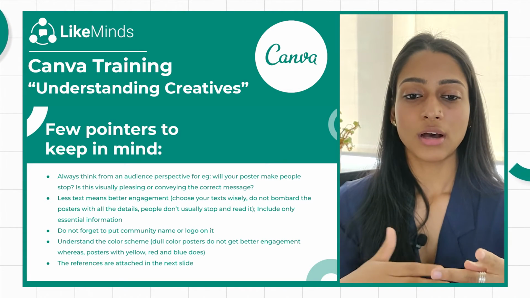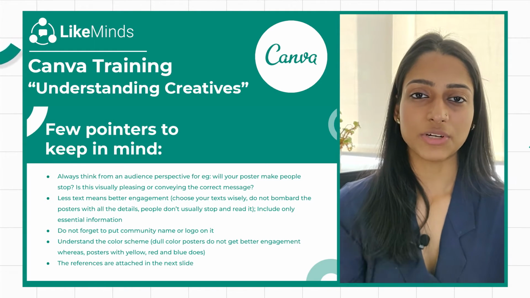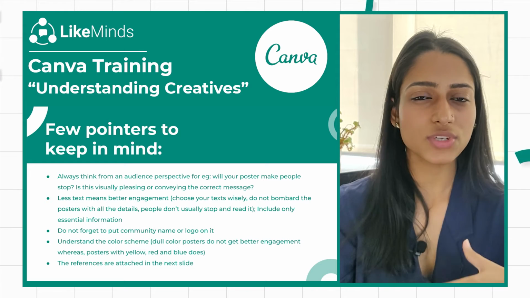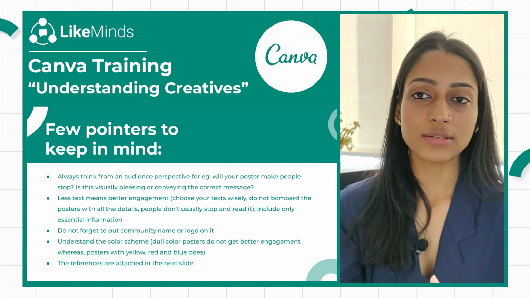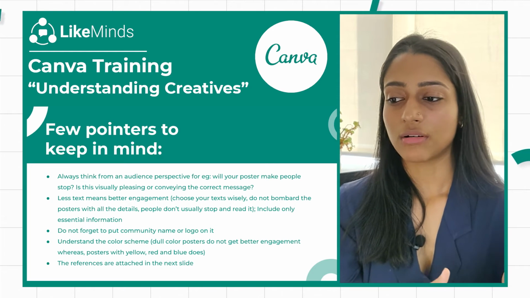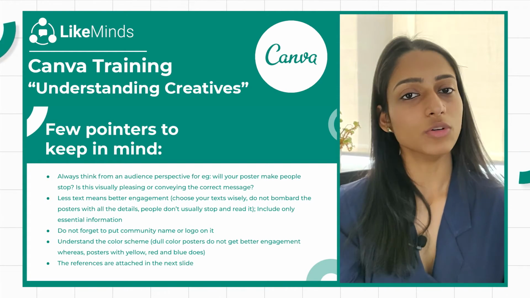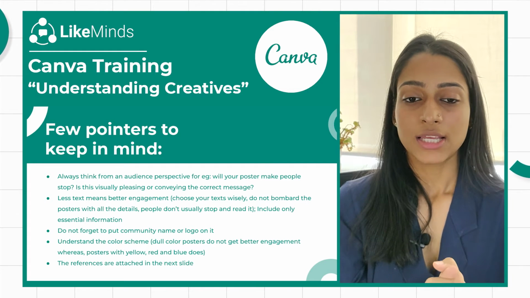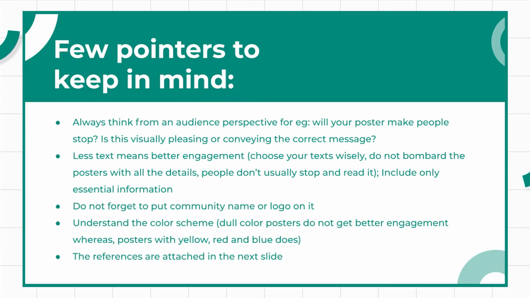If there's not enough space, or you feel that the community name might not go with the poster and might not be attractive, you can just put a logo on it. You can put it at the right bottom side or at the top side. Usually people do put it at the right bottom side. So yeah, moving on, this is again one of the very essential points, which is to understand the color scheme.